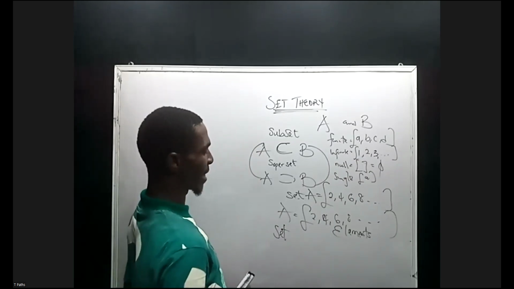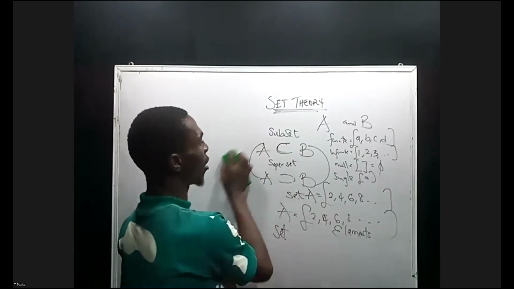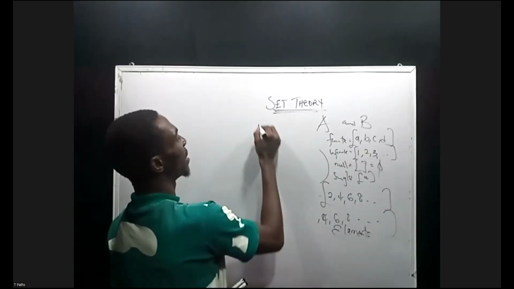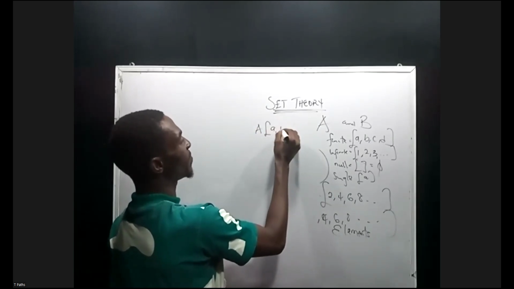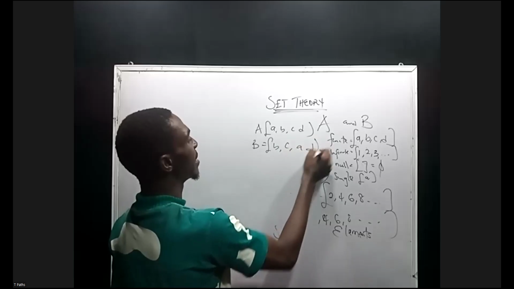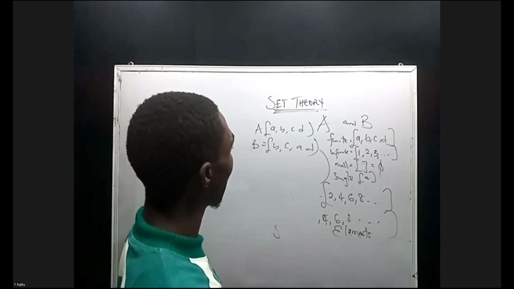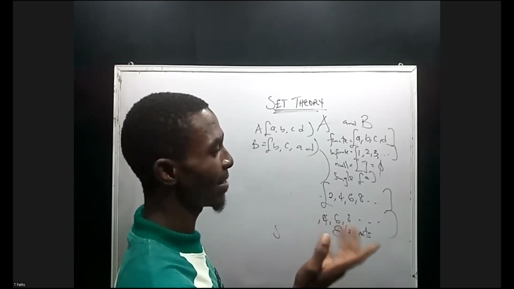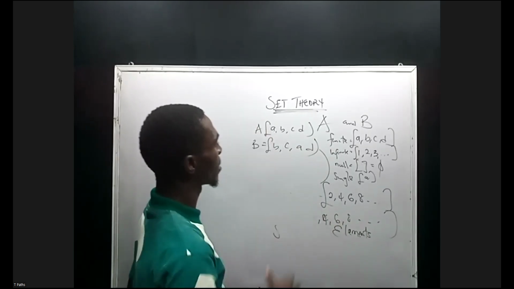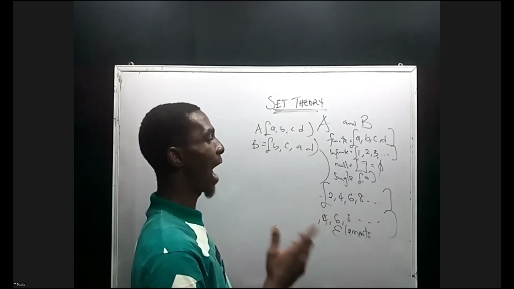We have equal sets. Equal sets means two sets, A and B, where A has A, B, C, D and B has B, C, A, D. These two sets are equal because each and every element in A and B are the same, irrespective of the arrangement.